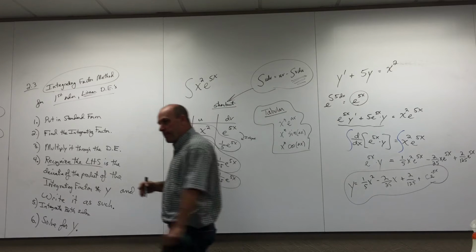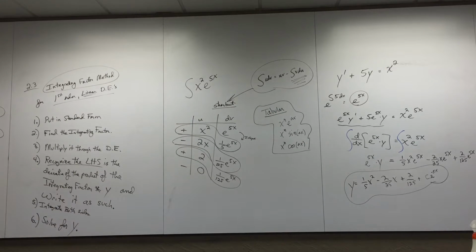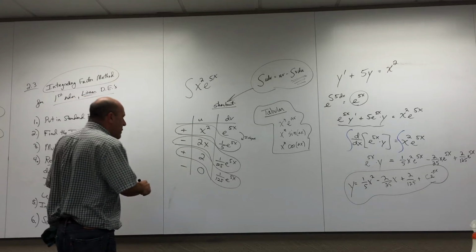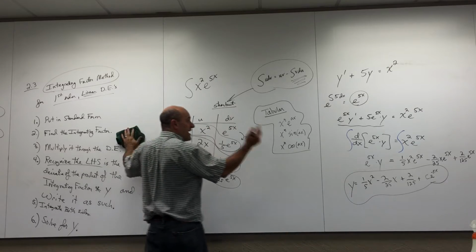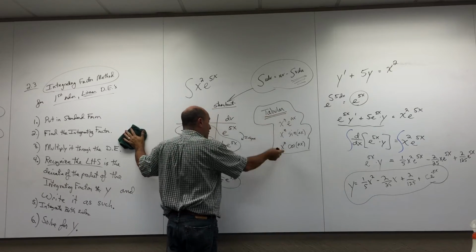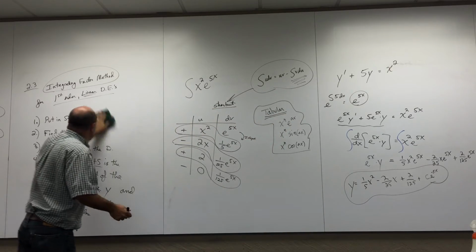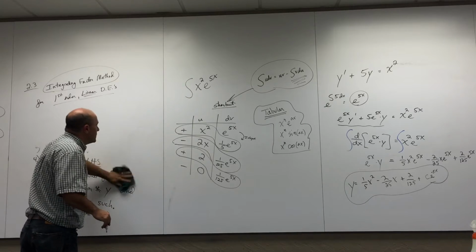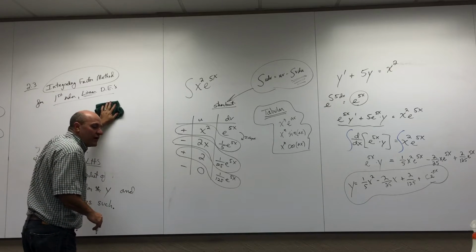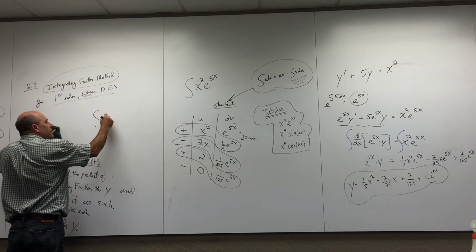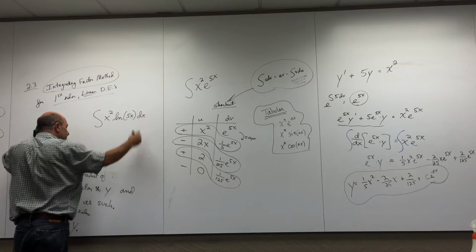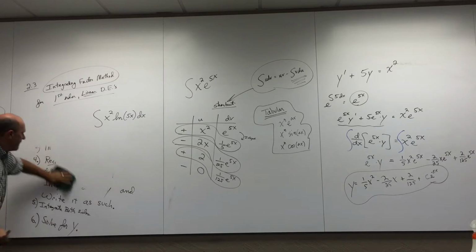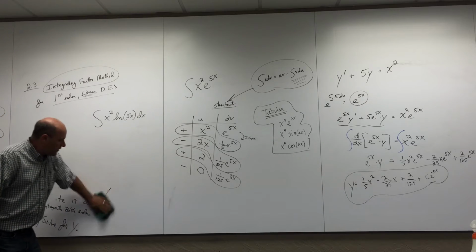Yes, sir. Say it was, instead of e to the 5x, say it was x squared ln 5x. Would you not recommend the tabular method for that? I don't know. According to what I read about the tabular method, they don't recommend it, so I don't think I do either. That's a good question. He just said he changed this to an ln. Yeah, I don't think it works.